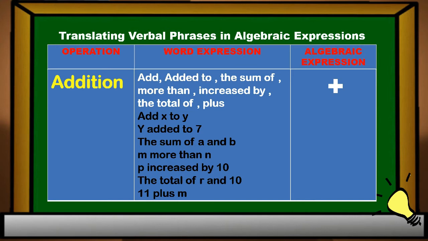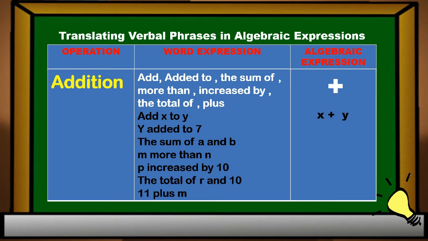What are some of the word expressions that we are going to use? So we have here add, added to, the sum of, more than, increased by, the total of, plus. So you have here the plus sign. Now let us have some example. Add x to y, the answer is x plus y.